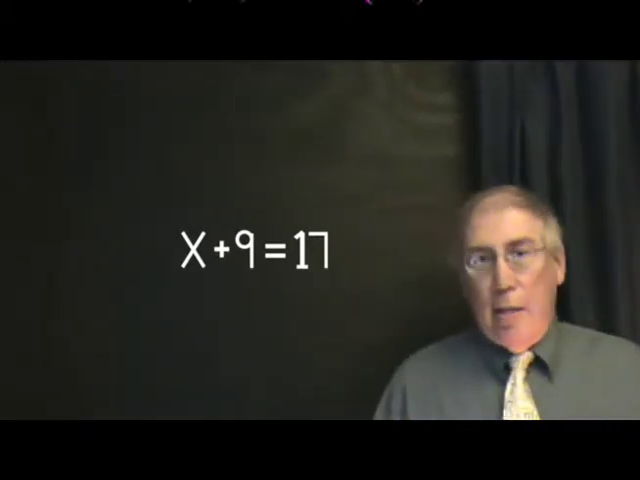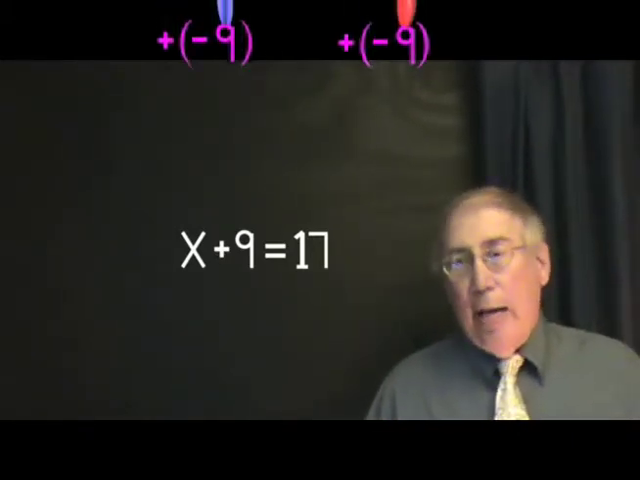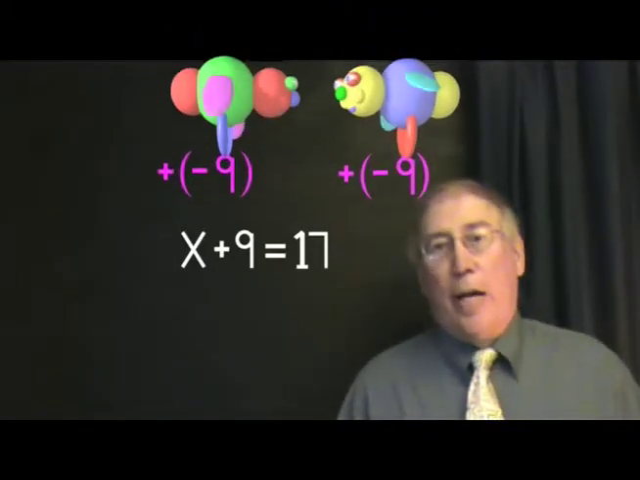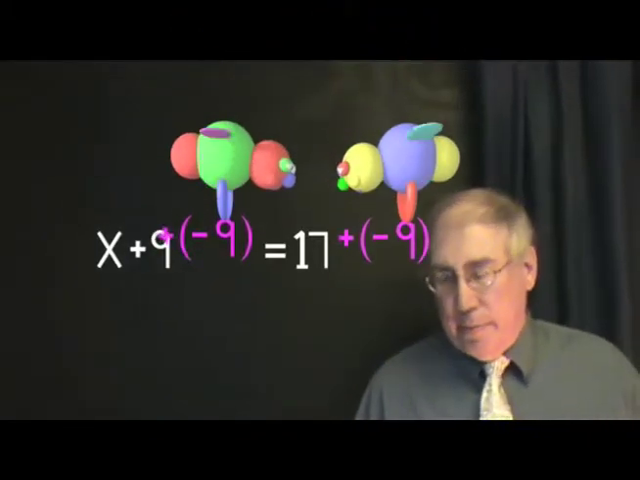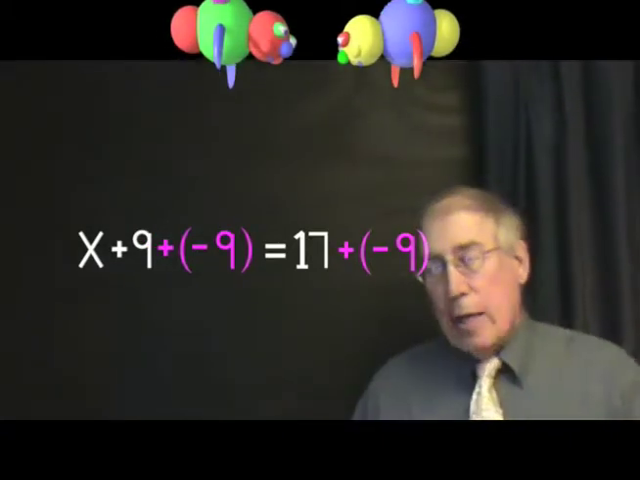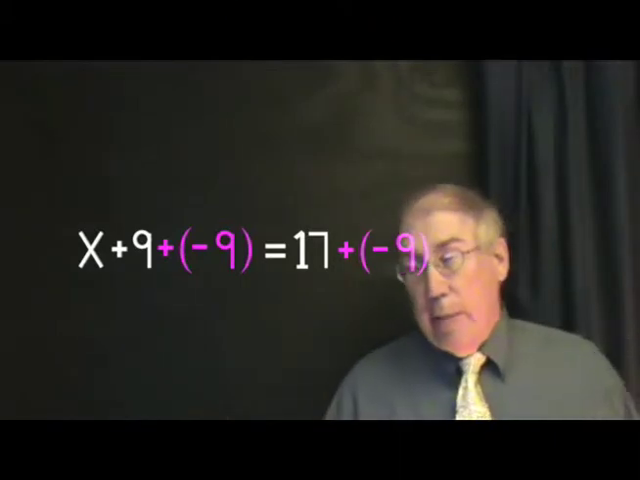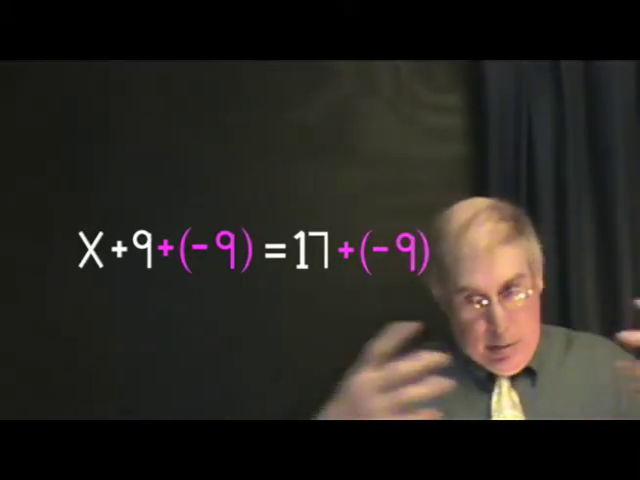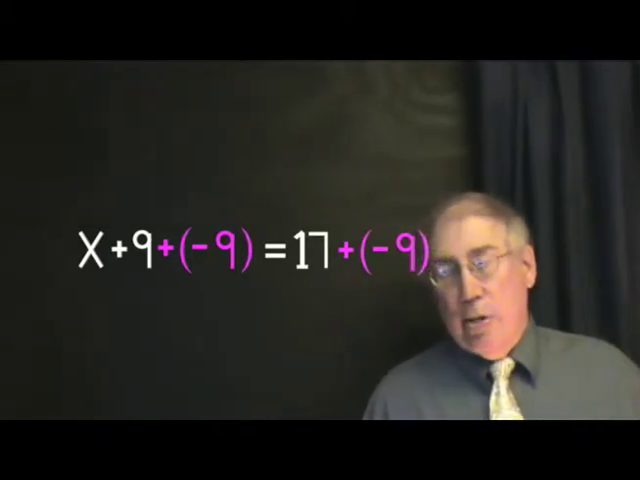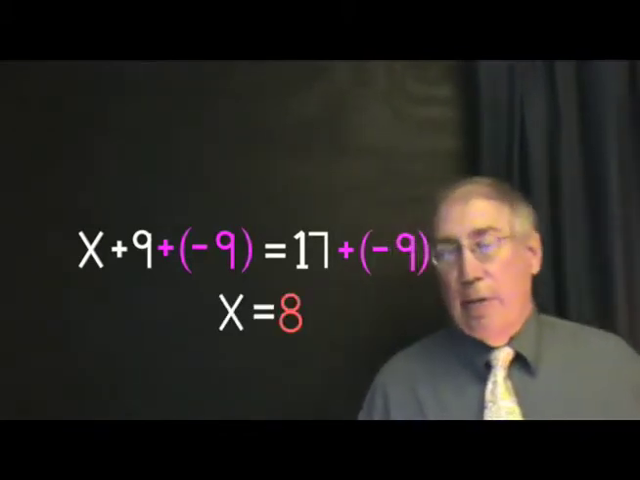In this case, let's get rid of the 9 on the left-hand side by adding negative 9 to both sides. So now on the left-hand side, we'll get x. On the right-hand side, we'll get 17 plus negative 9. Our signs are different there, but we can just go ahead and subtract the 9 from the 17, and get 8.